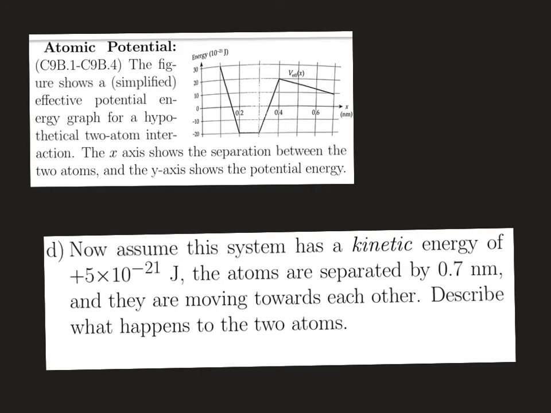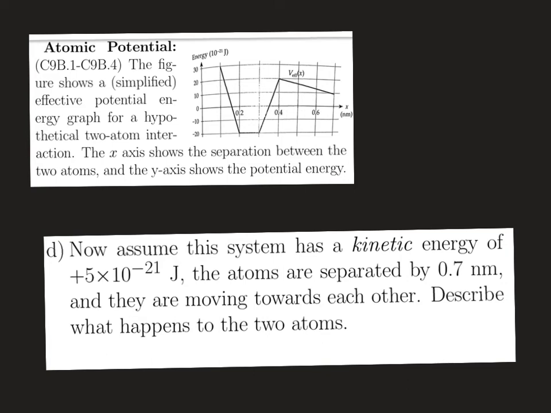So the last part of this question says, assume the system has a kinetic energy. So now instead of telling us the total energy, it is telling us the kinetic energy of 5 times 10 to the minus 21st. The atoms are separated by that distance, and they are moving towards each other. So there's a fair amount of information packaged into that one sentence. Describe what happens to the 2 atoms.